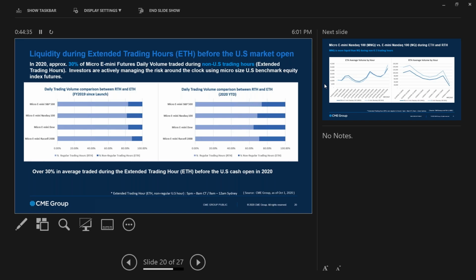that is traded during ETH, and you might think that 30% is small, but it's actually not, because as I mentioned, it's trading 2 million contracts per day, meaning that 30% is 600,000 during non-US hours. So 600,000 contracts are trading during Asian hours and European hours.